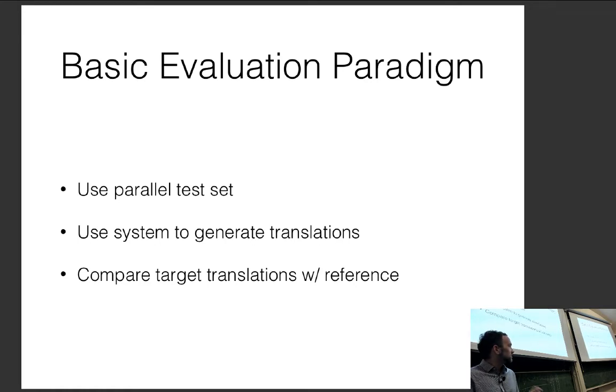And use the system to generate outputs. Sorry, I wrote translations because I'm reusing this slide from something else, but we use the system to generate outputs, and we compare the outputs with this reference that we have. And these don't necessarily need to be translations. They could be summaries, they could be image captions, they could be dialogue responses, etc.